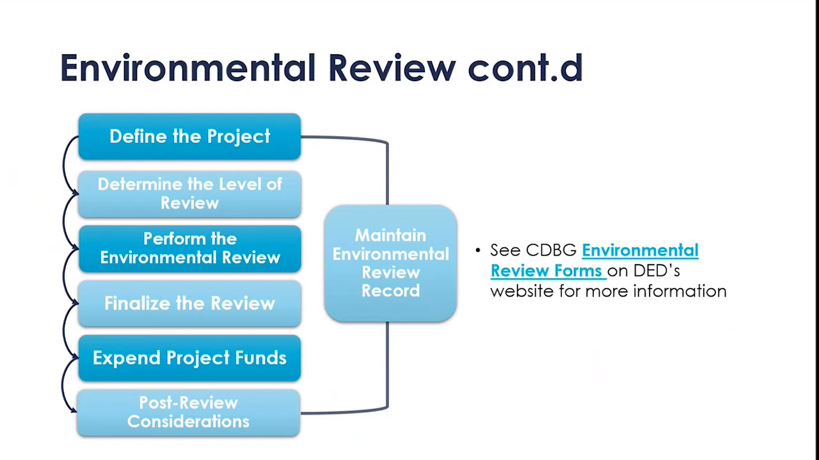This slide provides the steps that you undertake in the process. You define it, you determine the level of review, you perform the environmental review, you finalize the review, you expend the project funds, and then you do a post-review consideration. In the process of that, for every step, you are building and maintaining the environmental review record. That record has to be kept on file with the project files at both the state and local level. It's important to note if anything changes in your project scope as your project progresses, you must determine if a further environmental review is required.